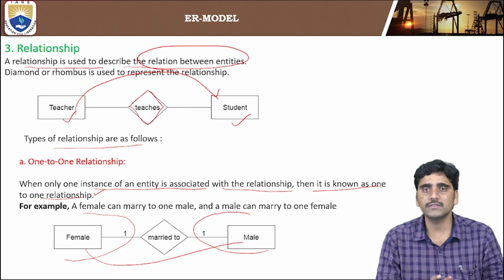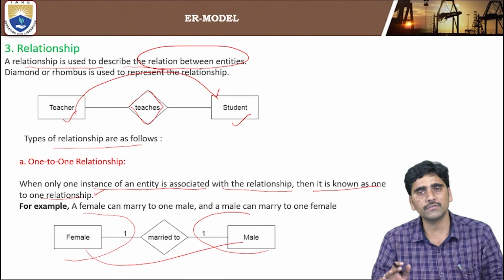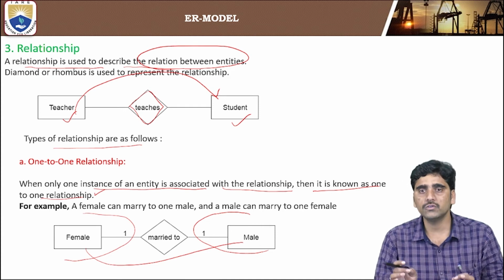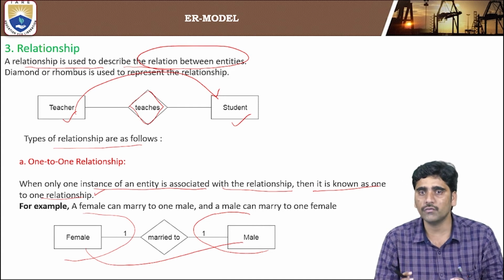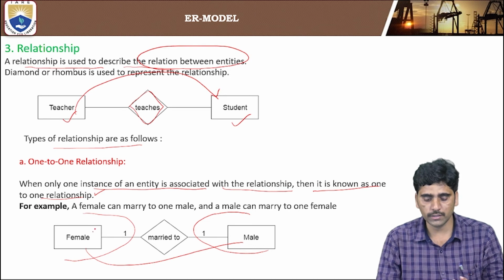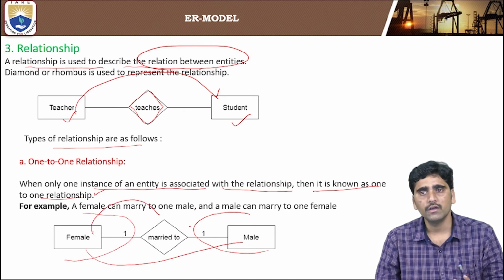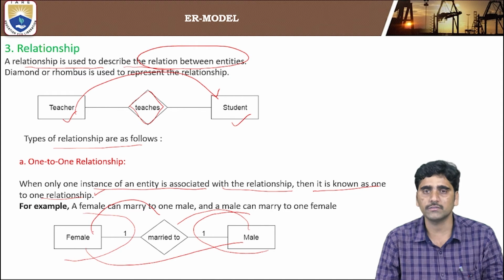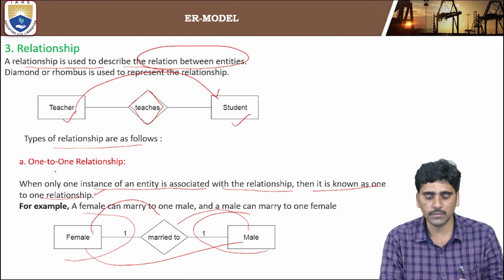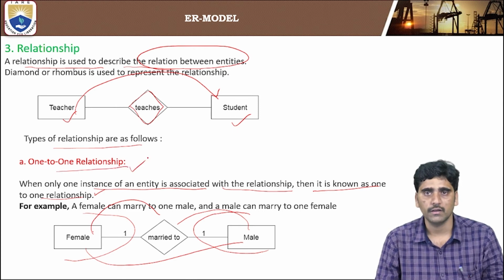So one entity is on the left side and the second entity is on the right side, but those two entities have only one instance each. Only one female is married to only one male. Similarly, one male is married to one female. That means the two entities, female and male, have only one instance each. So that is nothing but a one-to-one relationship.